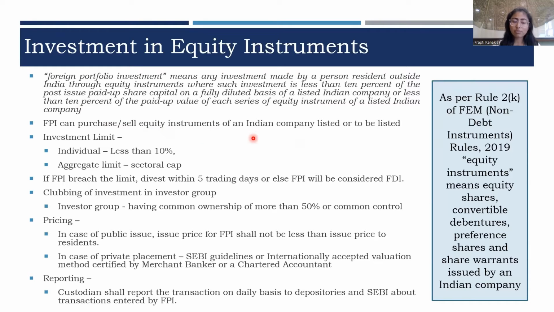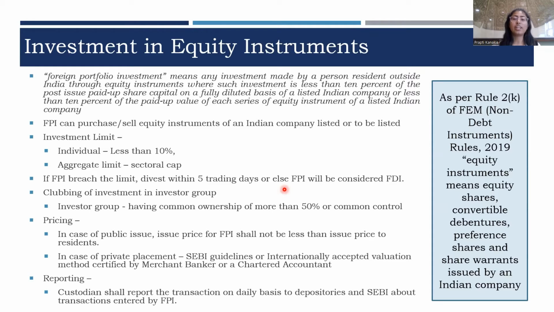Here, equity instrument means equity shares, convertible debentures or preference shares, and share warrants issued by an Indian company. So basically, any security which will be converted into equity falls under equity instruments. There is an investment limit for FPIs under the NDI rules. One FPI can invest less than 10% in the equity instruments of a listed Indian company.